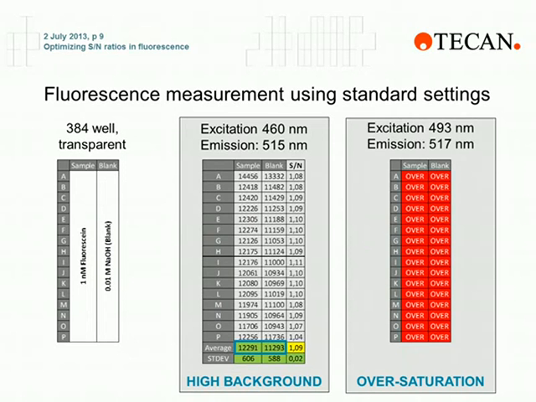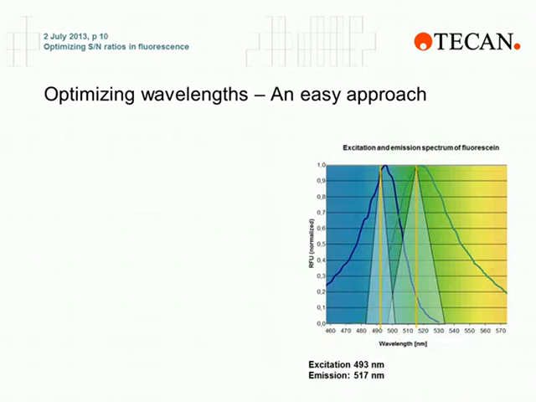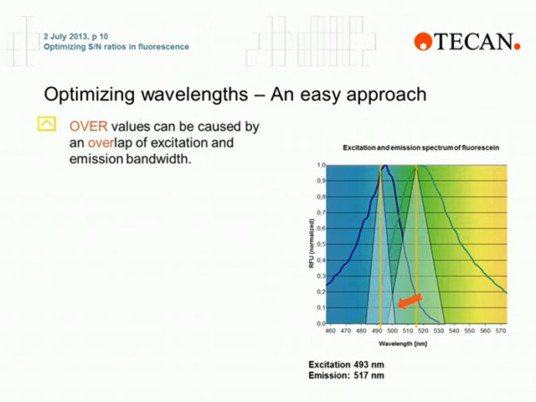It is fairly important for fluorescence measurement to understand why we get oversaturation. So we obviously have to invest some work to optimize the wavelengths to get either a lower background or to get rid of the over. Over, as mentioned, stands for oversaturation and is caused by an overlap of the excitation and the emission bandwidth, as shown on the illustration on the right side.